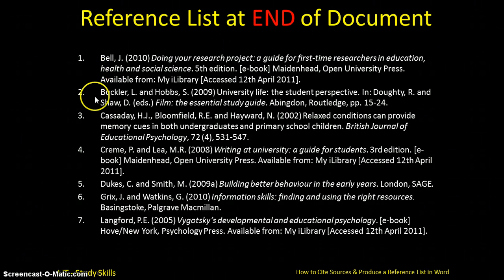So you notice that it's alphabetically ordered. There is a certain order for things. So the author, the initial, the year, the title, the edition, the source. So this was an ebook. You might have a textbook. You might have a website. So here's a website or a journal.